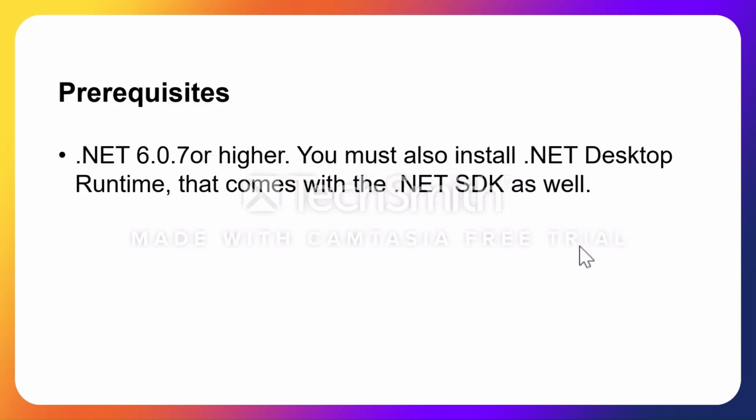Let's see the prerequisites. Any pipeline will be executed either in an Azure Pipelines agent or a self-hosted agent. In the same way, when we implement our pipeline, we can execute it in an Azure Pipelines agent or a self-hosted agent. These agents must have .NET 6.0.7 or higher, or you can install only the .NET Desktop Runtime 6.0.7 or higher to deploy your UiPath projects to the Orchestrator.